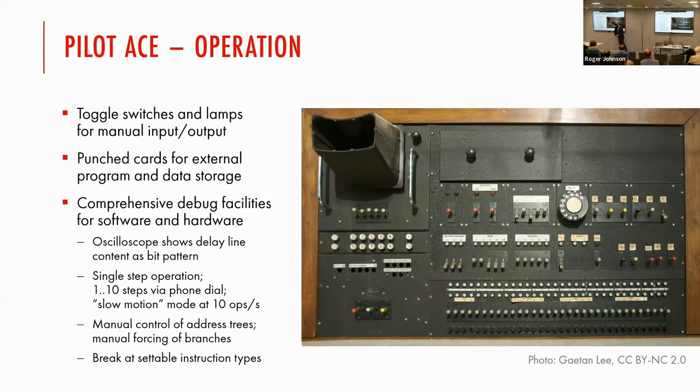There's a field of dots up here behind this shade where you can see the contents of one delay line, a pattern of 32 by 32 dots. So one word per row. My personal favorite, there's a phone dial here.